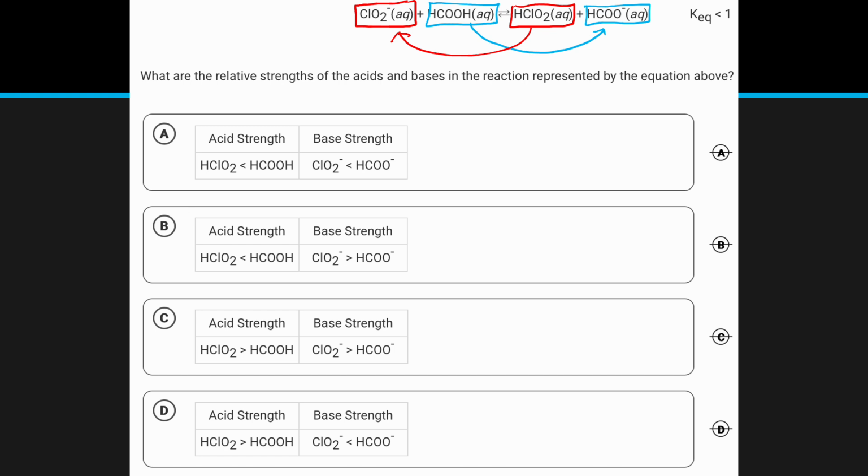So now I've got to figure out which one of them is a stronger acid. Well, I know that based off the K value. Since my K value is less than 1, that means it is more reactant heavy, which means this HClO2 was a stronger acid because it produced more ions. So HClO2 is a greater acid than HCOOH. So I know that A and B are both incorrect.